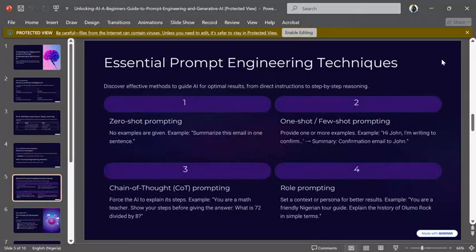Okay. So we are going to dive into the essential prompt engineering techniques. They are effective methods to guide AI for optimal results, from direct instructions to step-by-step reasoning. First one is zero-shot prompting. No examples are given. Example: summarize this email in one sentence.